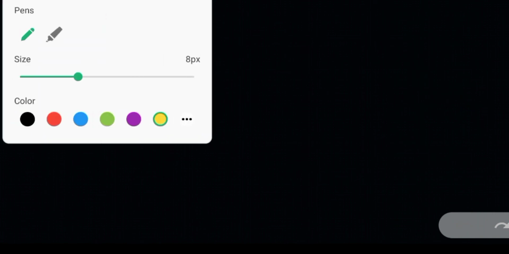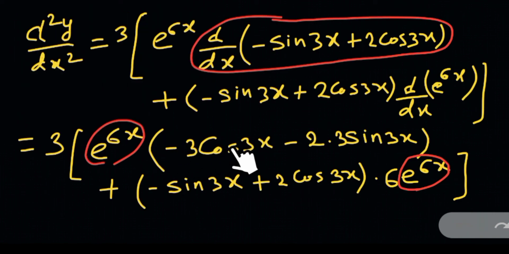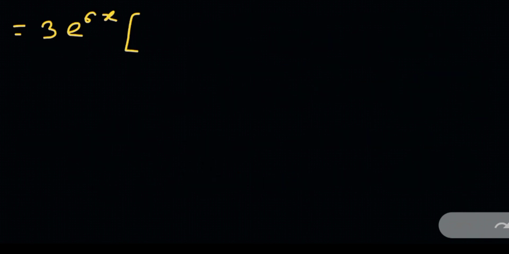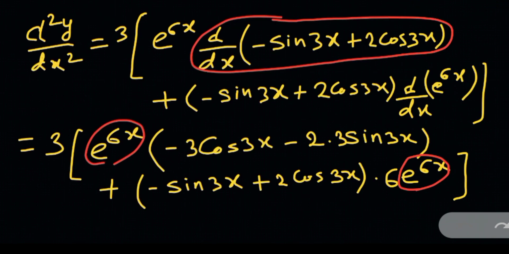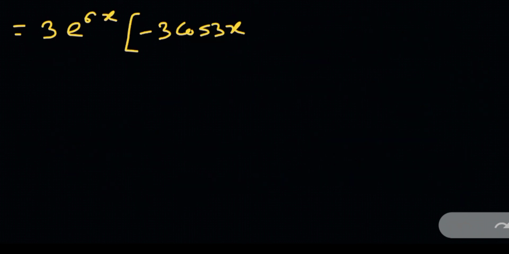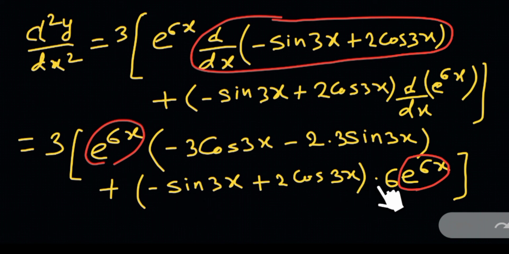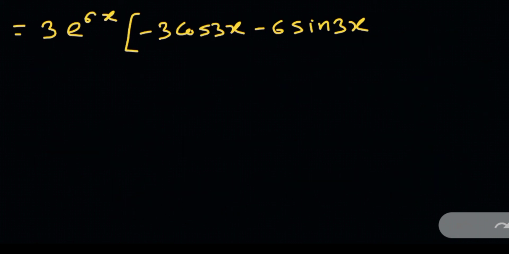So this term will be minus 3 cos 3x. And then this will be minus 2 into 3, 6, minus 6 sin 3x. Okay, so the first bracket is over. Now the second, this will be 6, so 6 into this, 6 into minus 6 sin 3x, so minus 6 sin 3x. Okay, you have to do the calculation carefully.